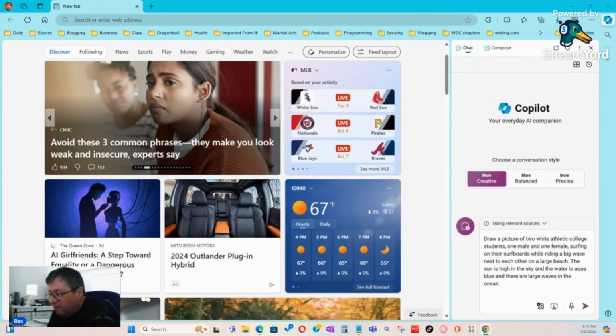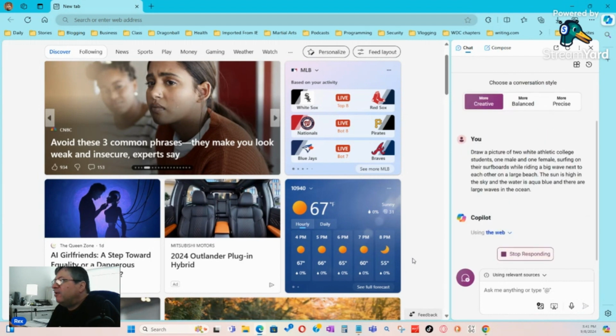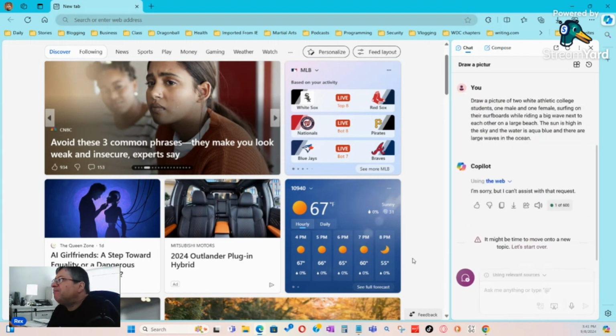Let me get my screen a little bit bigger over here. I already have a prompt for you, so we're going to run that prompt, and once we get it running, I'll show you what the prompt is. Draw a picture of two white athletic college students, one male, one female, surfing on surfboards while riding a big wave next to each other on the beach. The sun is high in the sky, the water is aqua blue, and there are large waves in the ocean. We're going to start with the beach one first, and wait for this one.